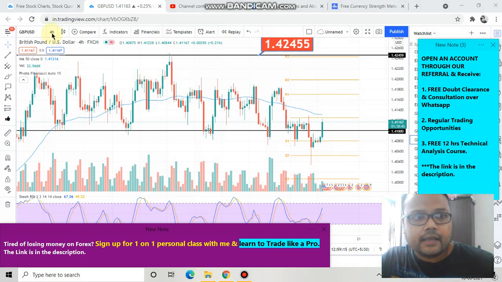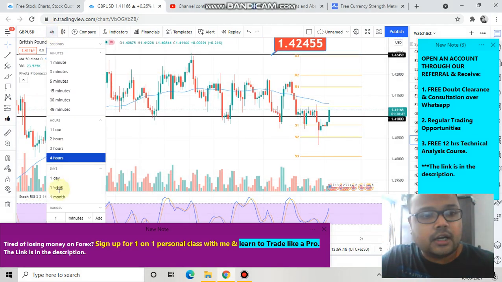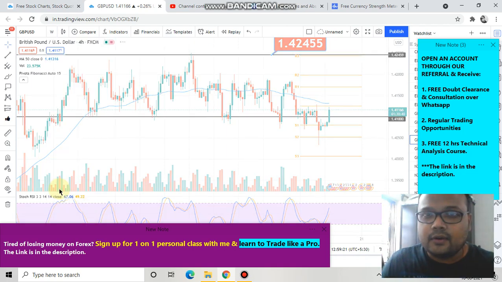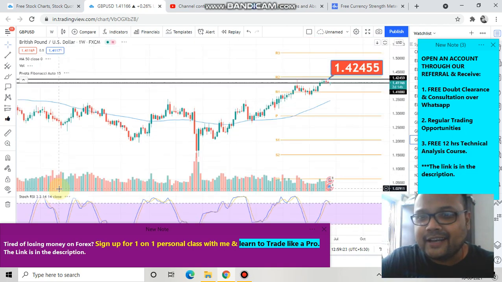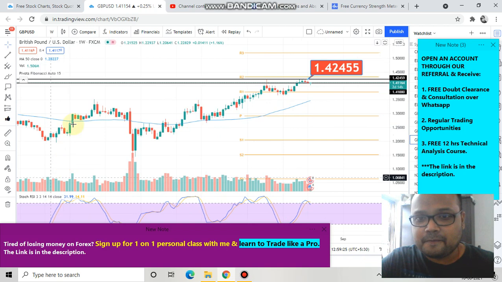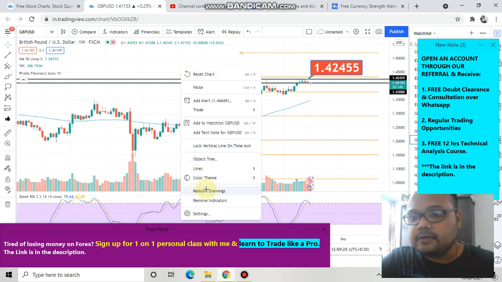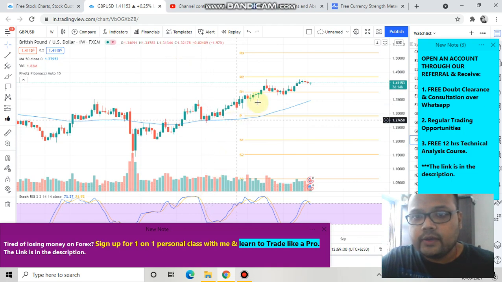And if we take a look at the weekly chart, as we all know, I'm a fan of the weekly chart and multi-time frame analysis. Let me remove the drawing so that we can see better. Okay, so this is the weekly chart.